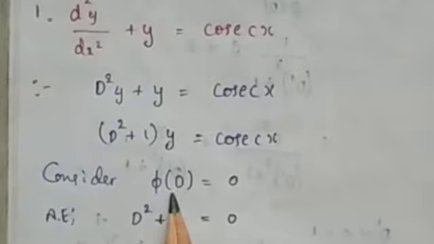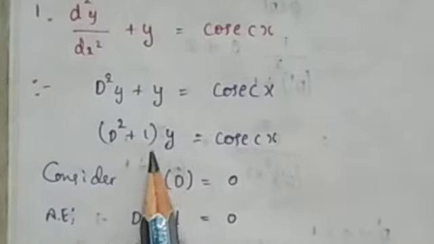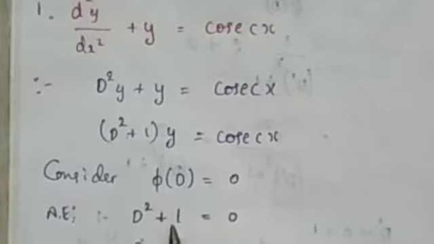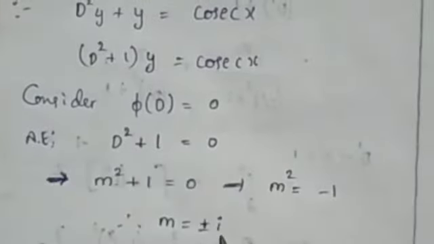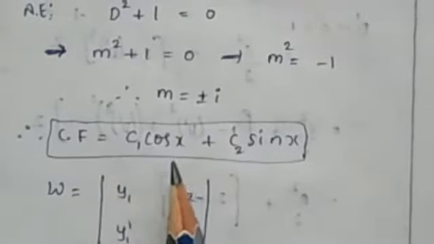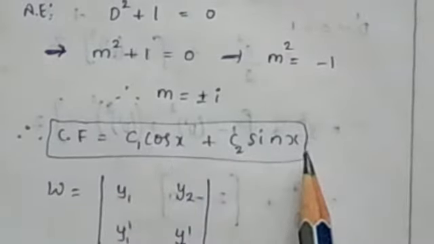What is phi of D? Phi of D is D square plus 1. D square plus 1 equals 0. After simplifying this, you get imaginary roots. So the complementary function is equal to c1 cos x plus c2 sin x.